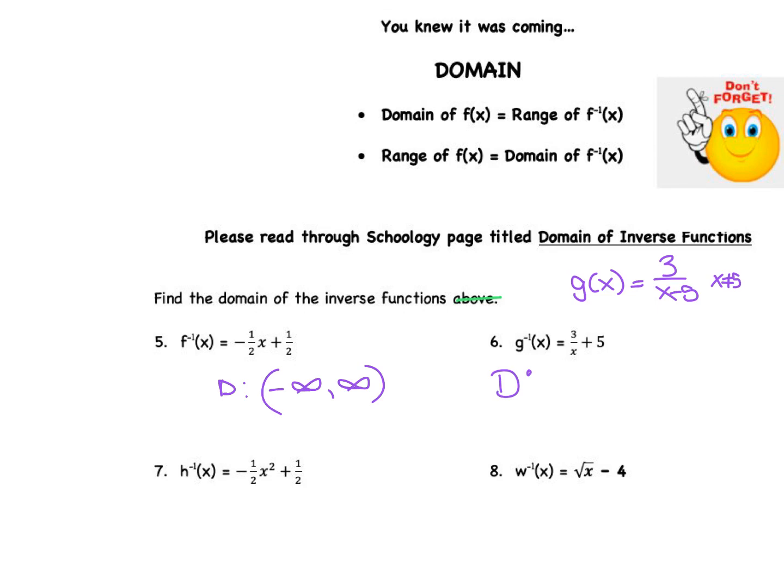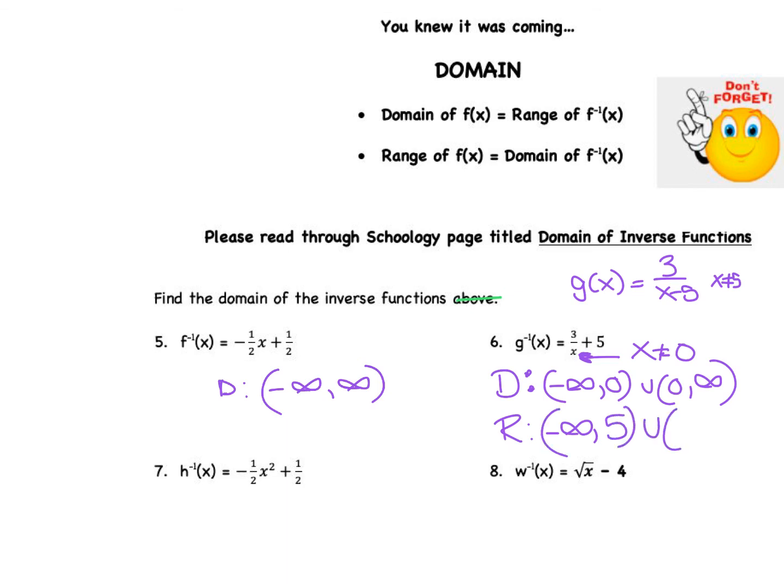But what would the domain of our new function be? Well, if we look at this, we can see we can't have 0 in our new domain. So it would cause a divide by 0 error. So I'm going to have negative infinity to 0 union 0 to infinity. And just because it's interesting, our range, which couldn't include 5 from before, even though this is not being asked, would be negative infinity to 5 union 5 to infinity.